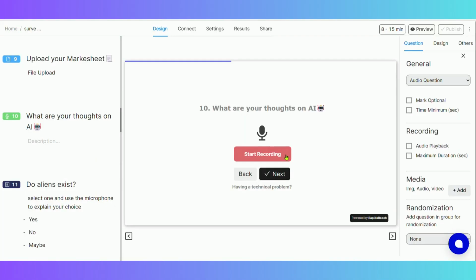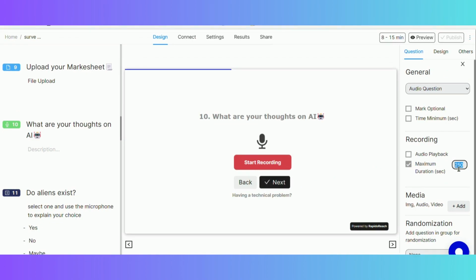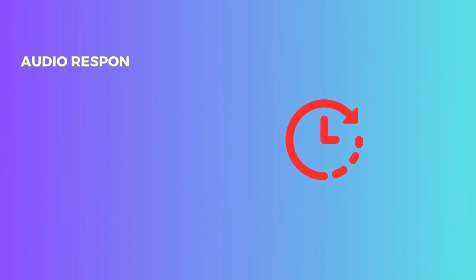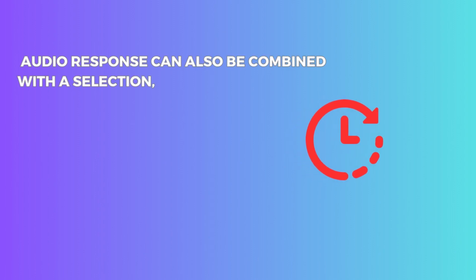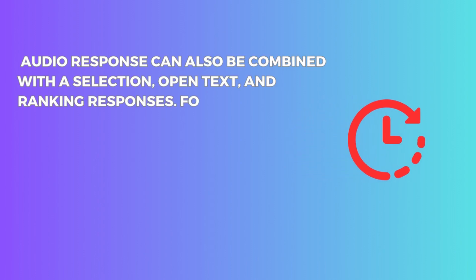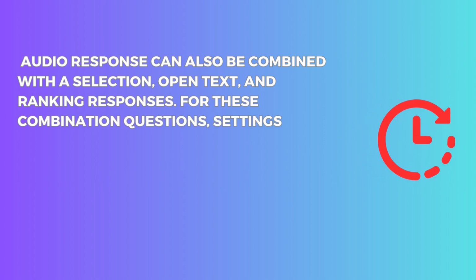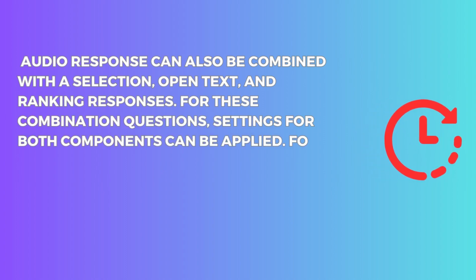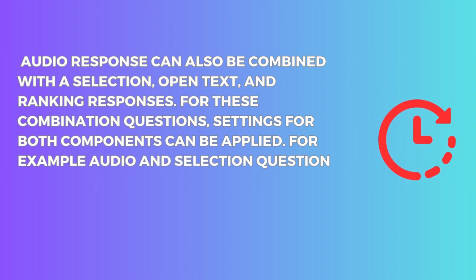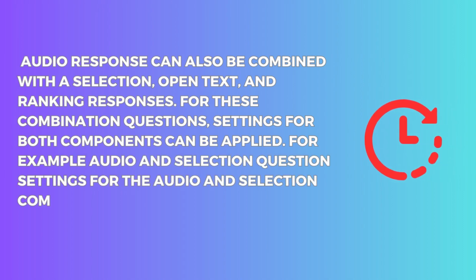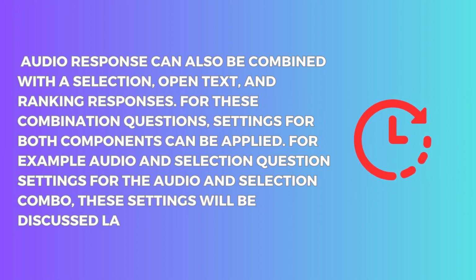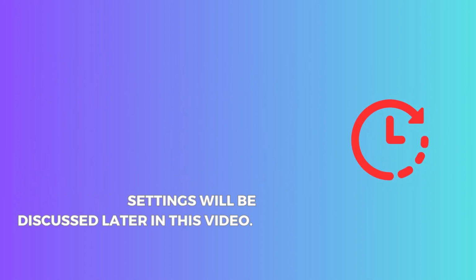For audio, you can modify the behavior of the audio by enabling playback, which allows participants to play back their audio response, and setting a maximum time duration for audio responses, which will stop the recording after the time indicated. Audio responses can also be combined with a selection, open text, and ranking responses. For these combination questions, settings for both components can be applied. For example, audio and selection question settings for the audio and selection combo. These settings will be discussed later in this video.